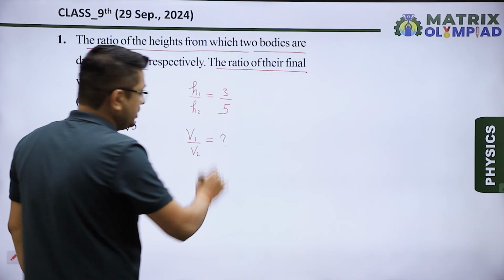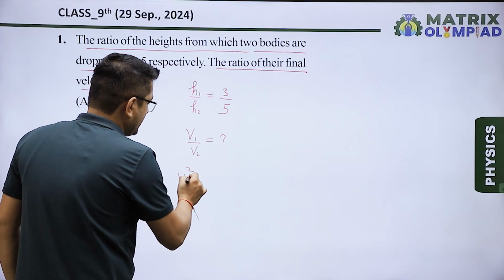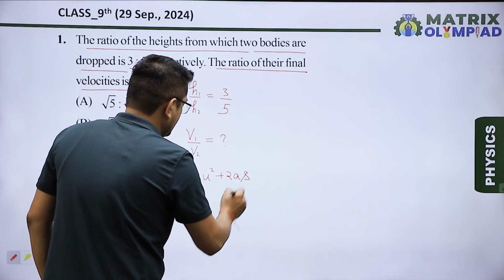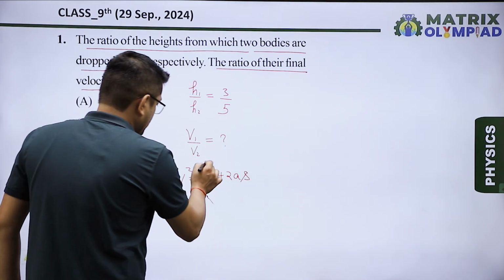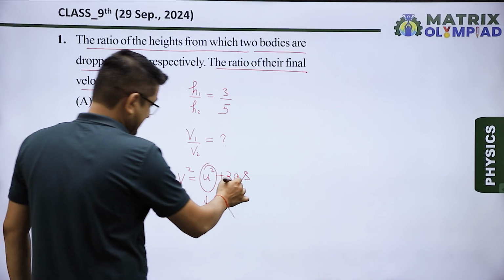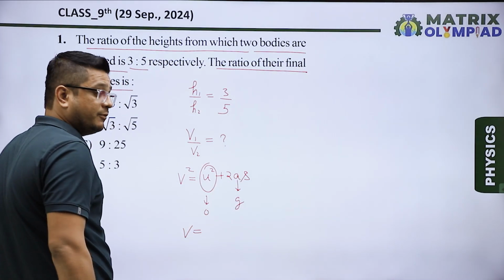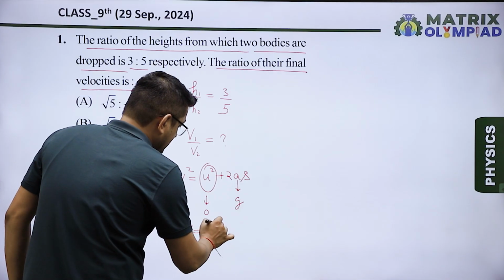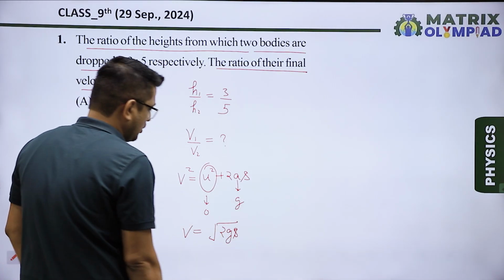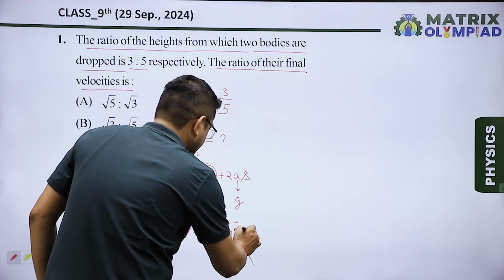During any free fall of any body, using the third equation of motion, v square is equal to u square plus 2as. During free fall, u is always 0, and a is equal to g. So the formula for final velocity of free fall becomes root 2gs, or you can write h also for height. So I can write it as root 2gh.